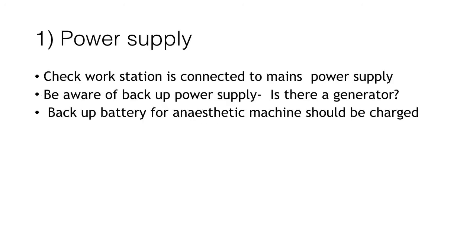The first stage in manually checking the anaesthetic machine is checking the power supply. So you should check the workstation is connected to the mains power supply and that this is switched on. You should also be aware of any backup power supplies that are available, for example, generators, and backup batteries should be adequately charged so that they can be ready to use if required.